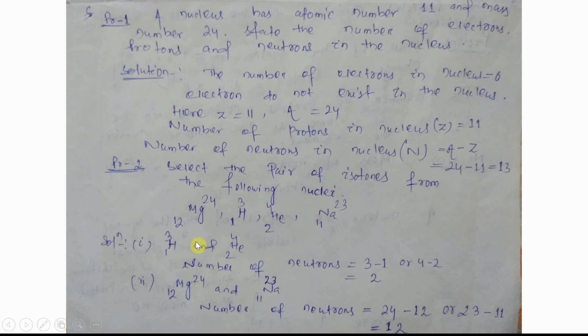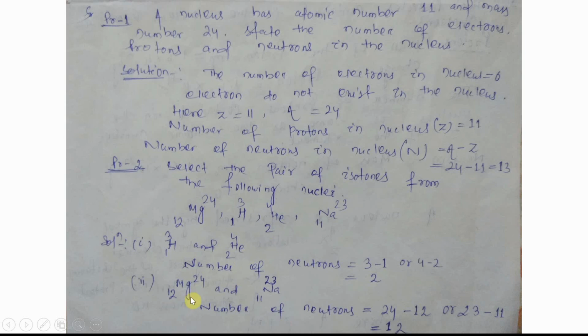Hydrogen 1 3 and helium 2 4. You just see the number of neutrons here. For hydrogen, this is A, this is Z, and N equal to A minus Z. So 3 minus 1 equal to 2. And for helium, that is 4 minus 2 equal to 2. So H 1 3 and He 2 4, helium 2 4, these are the isotones. These are the pair of isotones.